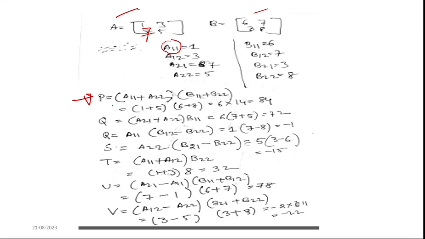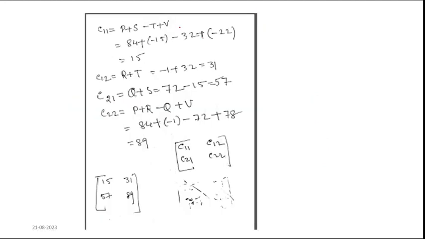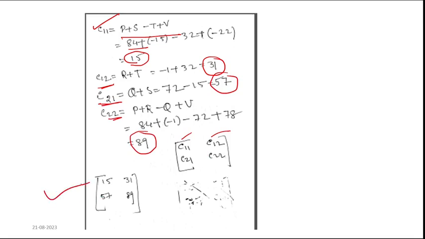First you calculate P, Q, R, S, T, U, V. All the calculations will be there. Okay, and then these are the values. Once you have found them, you just put them like this. C11 equal to this. So ultimately C11 is 15, C12 is 31, C21 equal to 57, C22 equal to 89. And then you put it in the final matrix. So this is the resulting matrix.